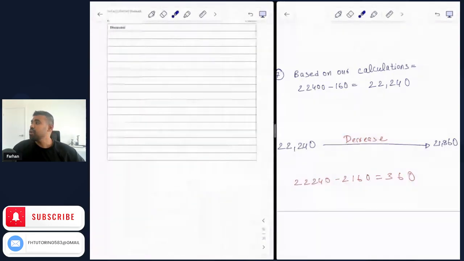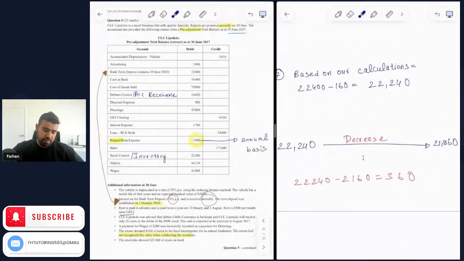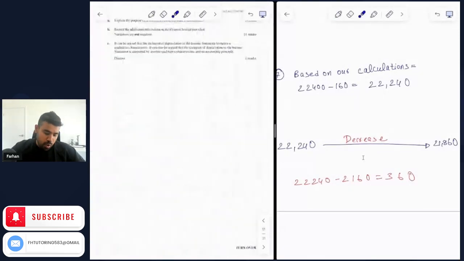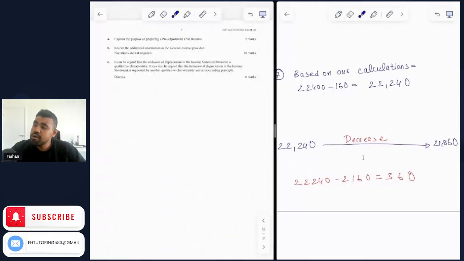So let's look into the discussion questions that we have. All right, so the first one is asking to explain the purpose of preparing a pre-adjusted trial balance. The main purpose of preparing a pre-adjusted trial balance is to check whether the total debits that we have got from the general ledger equal the total credits that we have also got from the general ledger. If the total debits and the total credits are not equal to each other, then we know something is wrong and we go look for that error and then we fix it, right?